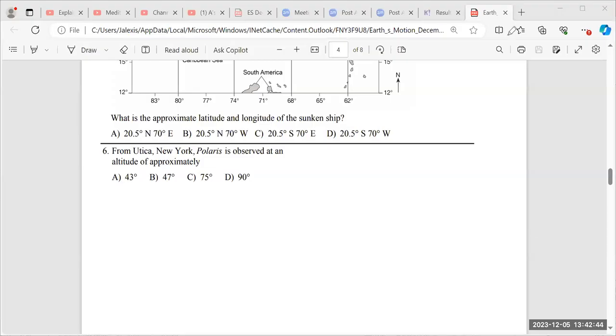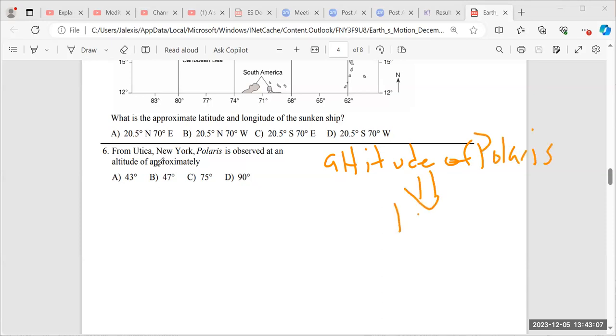Number 6. Number 6 says, from Utica, New York, Polaris is observed at an altitude of approximately what? So we have to remember your altitude of Polaris. I've been writing this time and time again. Your altitude of Polaris is equal to your latitude. So that means we have to first find what is the latitude of Utica, New York, all right?